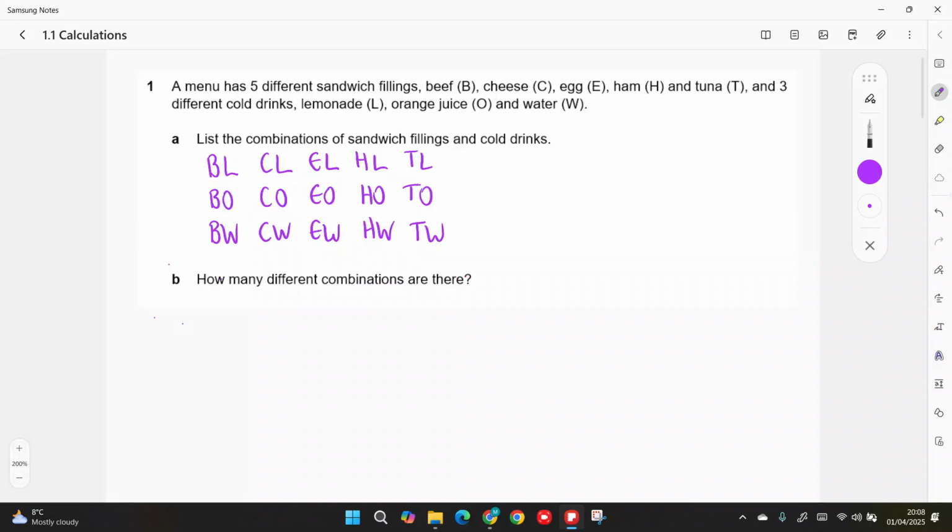And then when we look at part B, how many different combinations are there? We simply just count how many we've got. So we've got 1, 2, 3 down and 1, 2, 3, 4, 5 along. So it becomes 3 times 5, and that is 15.